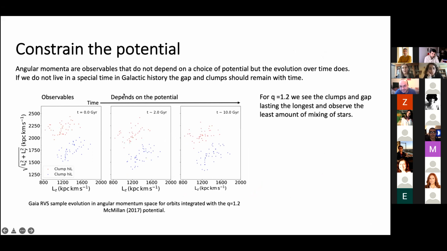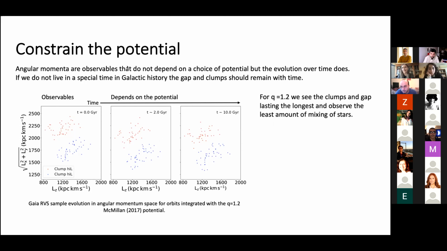We wanted to check that if we assume we're not in a special time right now and that these clumps should be long lasting, then if we integrate the orbits in our potential with a shape of 1.2, an axis ratio, do the clumps remain or do they mix together, and is this substructure destroyed? And we find that for this potential where the stars are on this resonance, we also find the least amount of mixing in this space, and the clumps are long-lived.